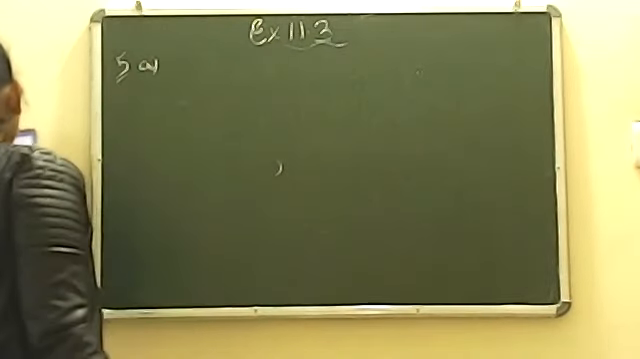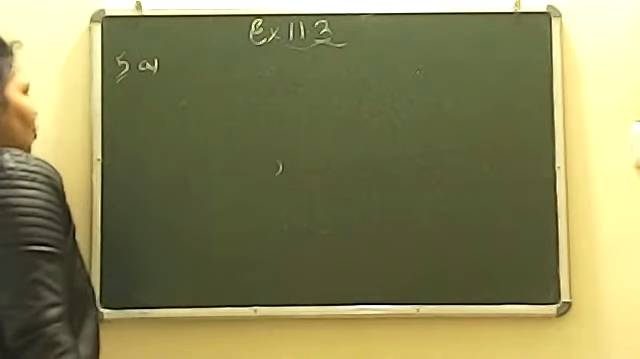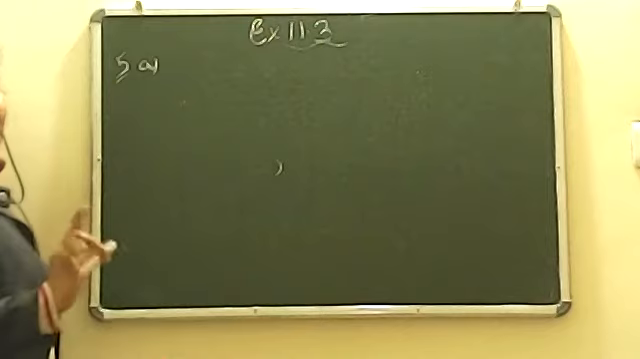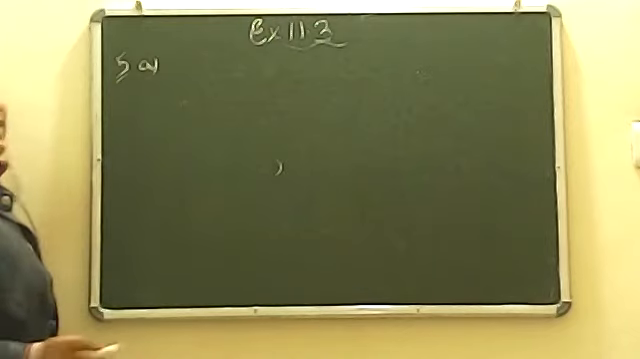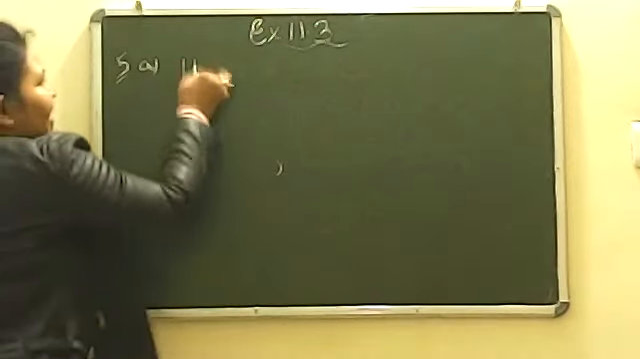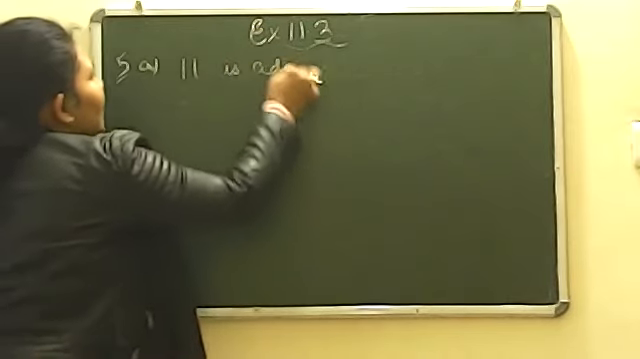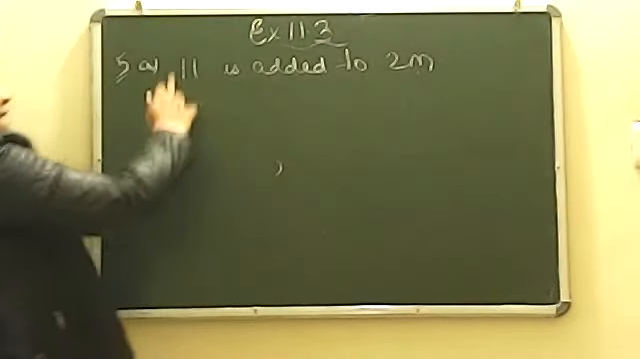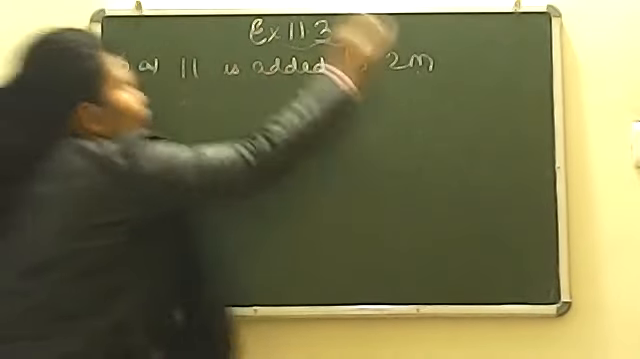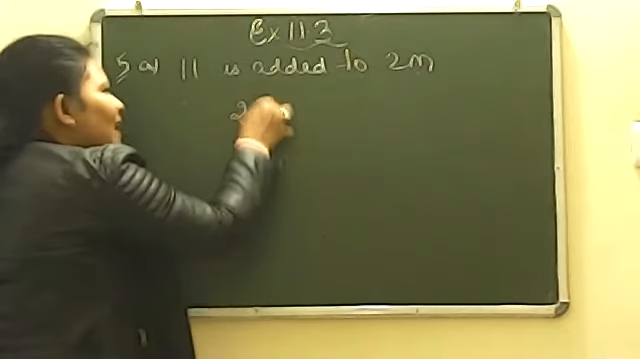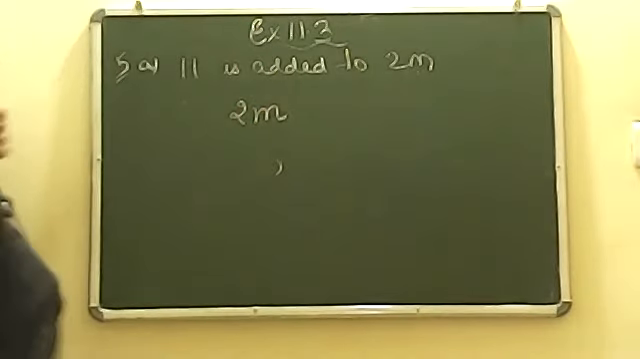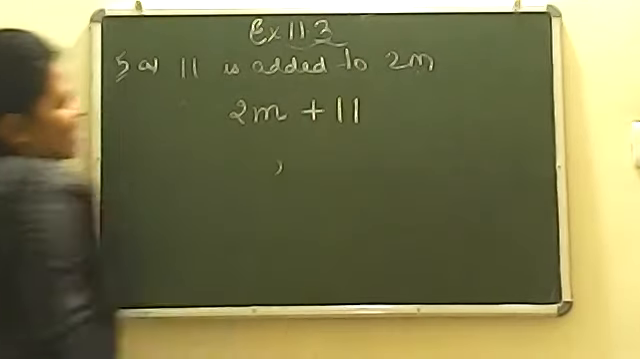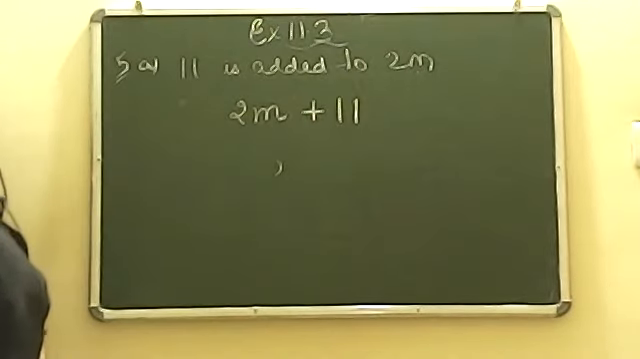Part A: 11 is added to 2m. 11 is added to 2m. बेटा हमेशा 11 plus 2m नहीं लिखते. देखो ऐसे लिखा हुआ है, 11 is added to 2m. मतलब 11 ऐड किया जा रहा है 2m में, तो 2m पहले लिखना चाहिए. ठीक है. Then added मतलब plus, and what is added? 11 is added. So the answer would be 2m plus 11.